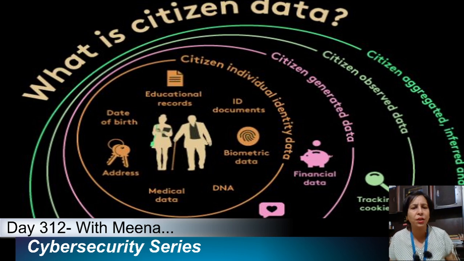What it can include is date of birth, your address, your medical data, DNA, biometrics, whether it's your fingerprints or your retina, or your ID documentation, whether your Aadhaar card, your driving license, your PAN card, and it can be your educational records. So these collectively make up your citizen data.